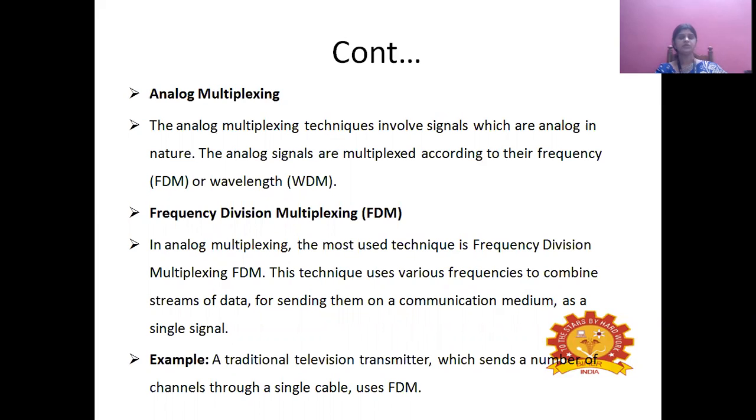So analog multiplexing. The analog multiplexing technique involves signals which are analog in nature. The analog signals are multiplexed according to their frequency or wavelength. In analog multiplexing, the most used technique is frequency division multiplexing, otherwise called FDM. This technique uses various frequencies to combine the streams of data for sending them on a communication medium as a single signal. Example: a traditional television transmitter, which sends a number of channels through a single cable, uses FDM.